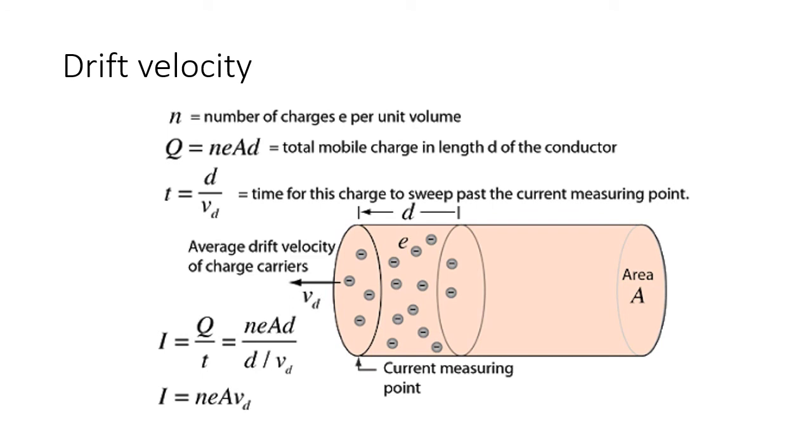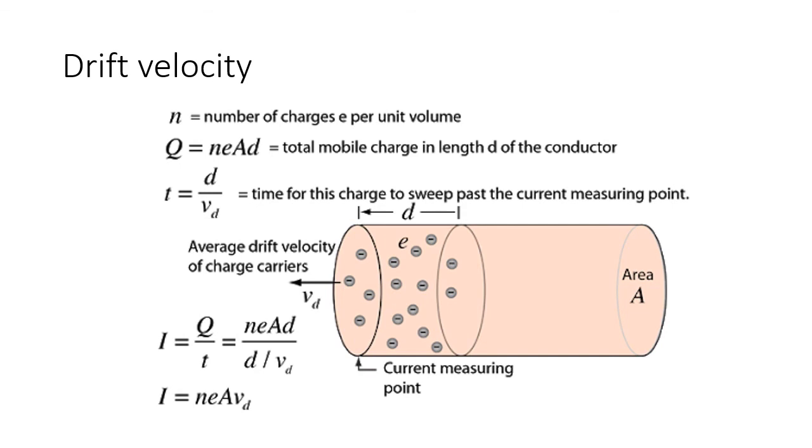For this, let's consider a conductor having n number of free electrons per unit volume, or we can say n is the free electron density of the conductor. Therefore, the total number of electrons in the volume of A times D, as you can see here in this image, is n times AD. To get the total charge in that volume, we can simply multiply by the electron charge, then we will get Q equals nEAD, right?